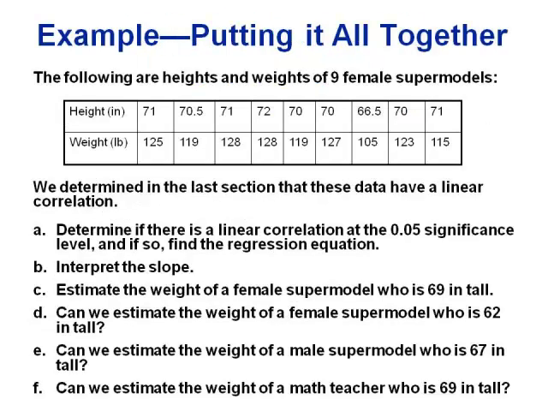So we've learned several things here between these two sections. So let's just have one big example that kind of puts the whole process together so that you can see from start to finish how this all goes. So we've got heights and weights of 9 female supermodels. This is actual data. So their heights in inches and their weights in pounds. And so we're going to run through the process. We're going to determine if there's a correlation. If there is a correlation, we'll go ahead and write down the regression equation, interpret the slope, and then look at some estimates and whether or not we can make those.